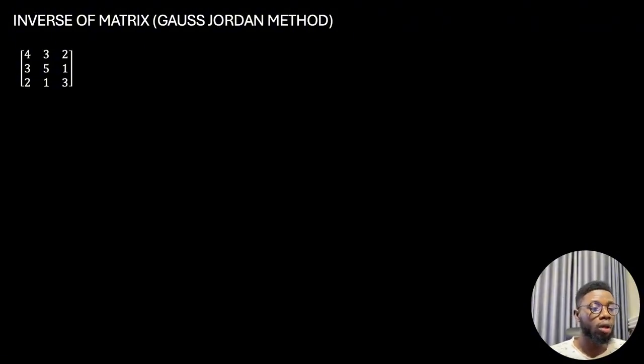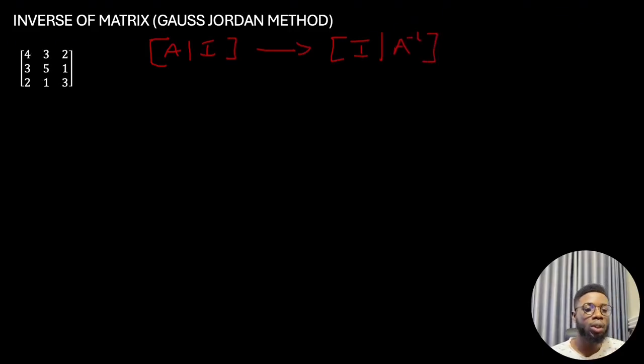Now, to find the inverse of a matrix using the Gauss-Jordan method, I'm sure you're familiar with the identity matrix already, so I won't be talking about that. Basically, what we want to do here is transform a matrix A augmented with the identity matrix into a matrix where the identity matrix comes to the left, and whatever we are able to produce on the right-hand side will be the inverse of the matrix. So this is basically what the Gauss-Jordan method looks like.